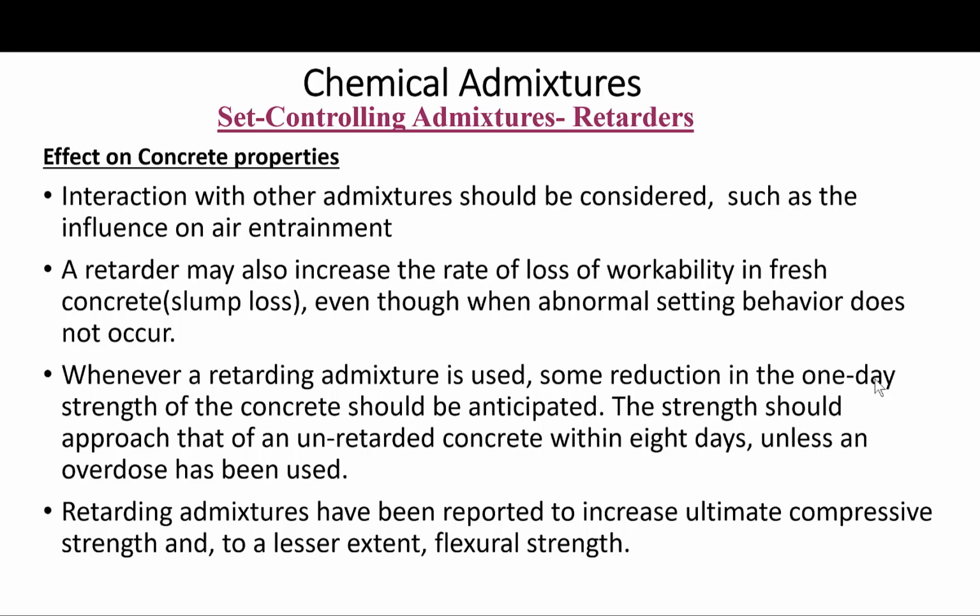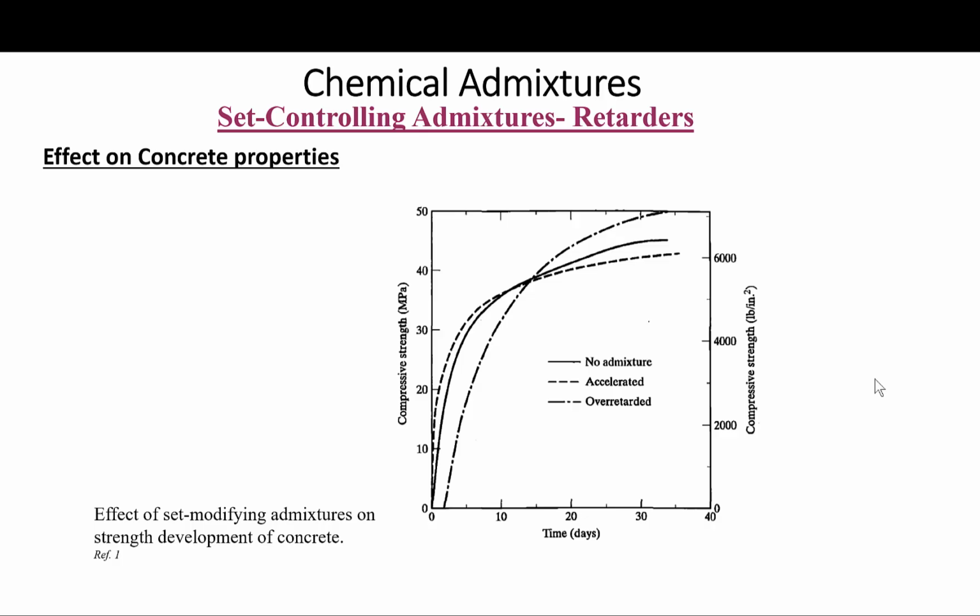Whenever a retardant admixture is used, some reduction in the 1 day strength of concrete should be anticipated, unless of course there is a reduction in water cement ratio also at the same time. But the strength should basically approach that of unretarded concrete within 8 days, unless an overdose has been used, as you can see here.